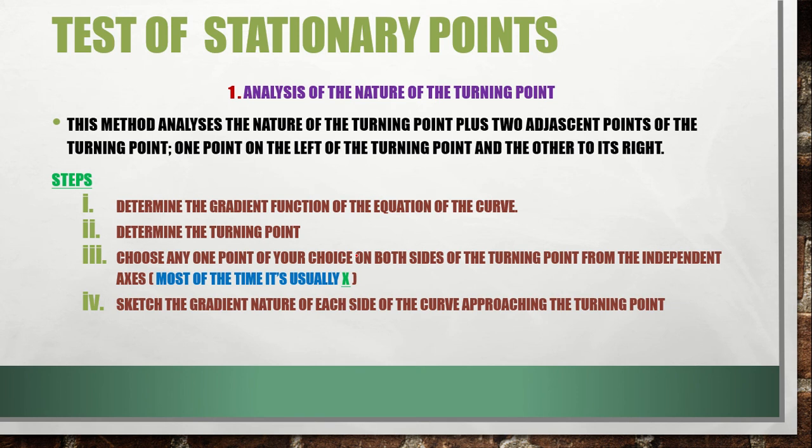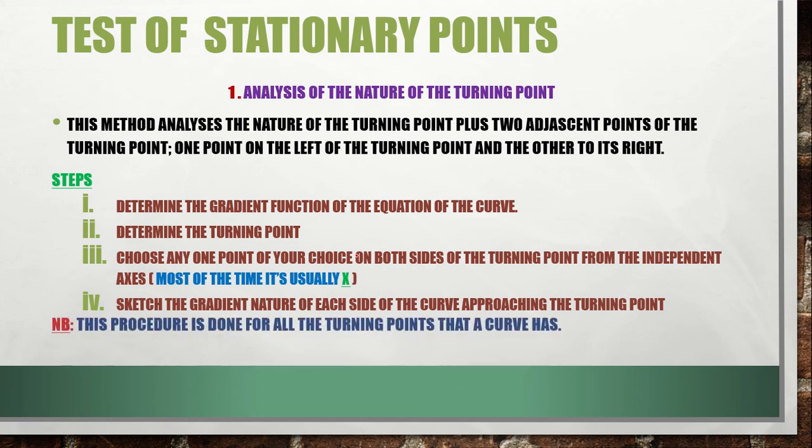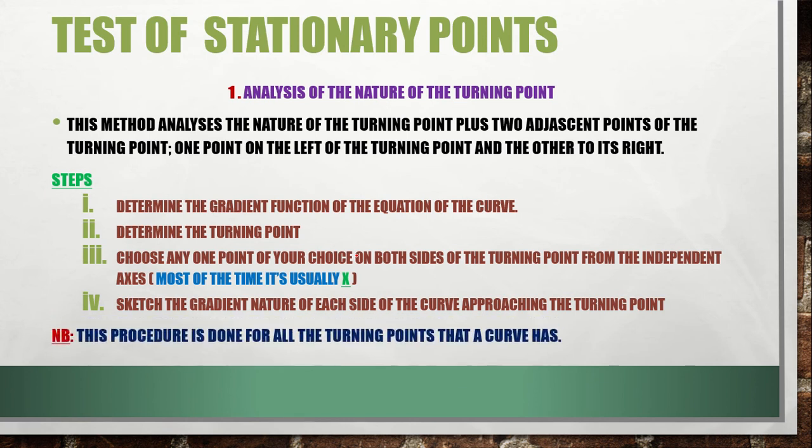Now, this is where the previous knowledge comes in handy, whereby if you find that the turning point is a maximum point, you know that it will be positive gradient, 0 gradient, then negative gradient. If it's a point of inflection, what do you expect? If it's a minimum point, you know that it's negative gradient, 0, positive gradient. Note below, this procedure is done for all the turning points that a curve has.